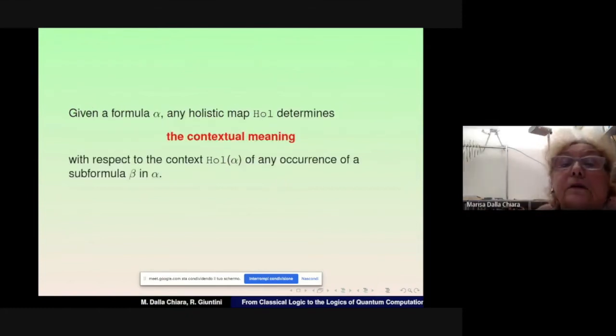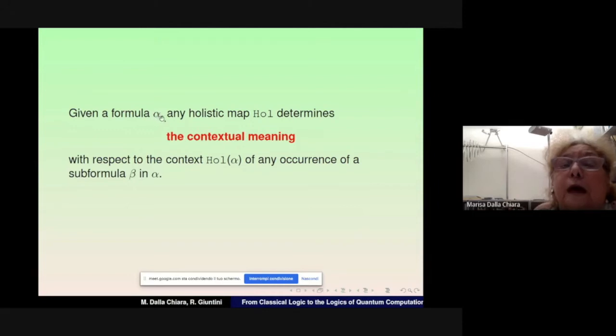And now, in this semantics, a very important role is played by the notion of contextual meaning. Contextual meanings do not exist in classical semantics, but also in other forms of semantics, for instance, in the intuitionistic semantics. But contextuality, we know, is very important in quantum theory. Contextuality is a basic feature of quantum theoretic formulas. So in this particular semantics, it is interesting to consider contextual meanings.